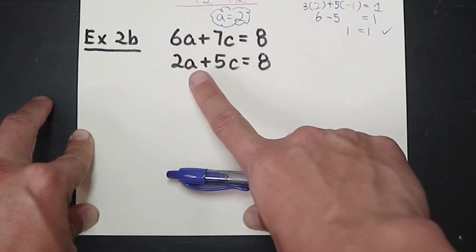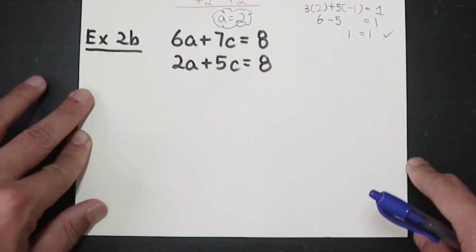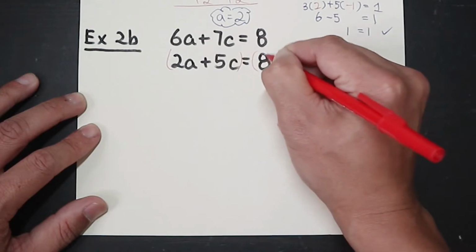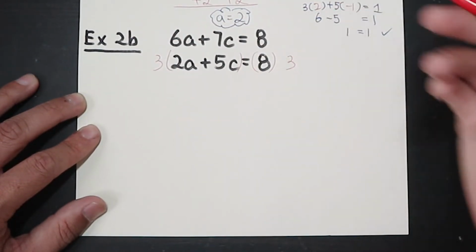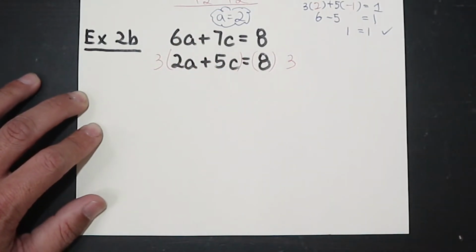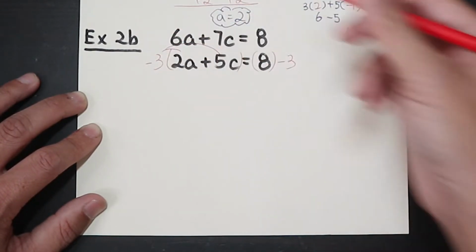But is 6 a multiple of 2? Can 2 multiply by something to get to 6? And the answer is yes. So what you do is you're going to multiply the bottom equation by, since 2 times 3 equals 6, you're going to multiply by 3. But hold on, since you want these 6's to be opposite sign, instead of multiplying by positive 3, you multiply by negative 3, and then you do the distributive property.